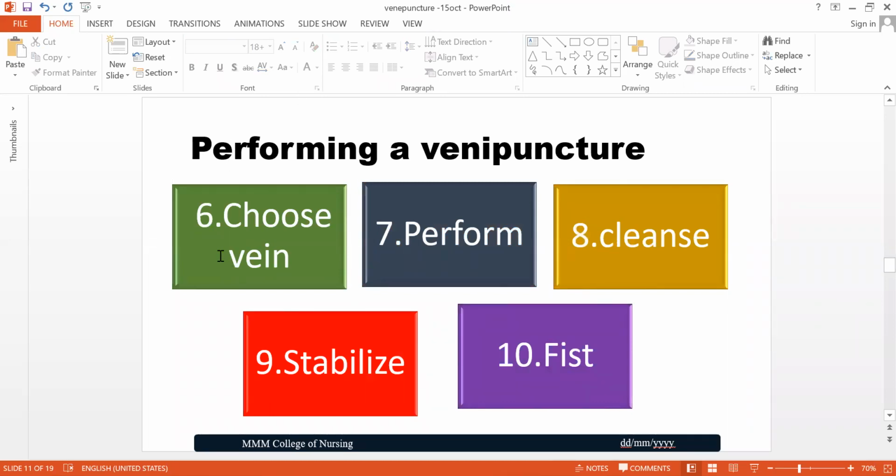Next, choose the vein. So identify the vein. This is the most appropriate puncture site. So the vein chosen should be large, visible, straight, and clear.